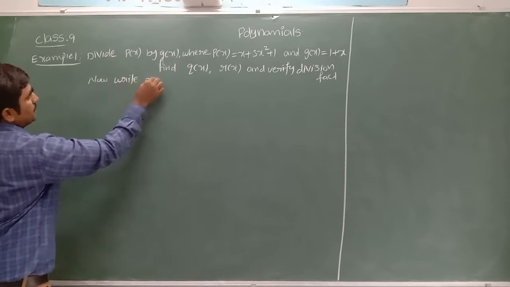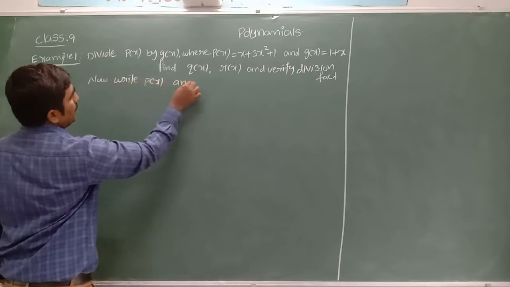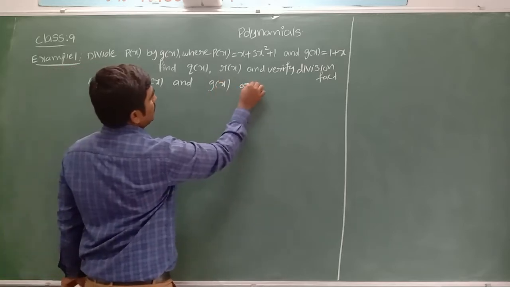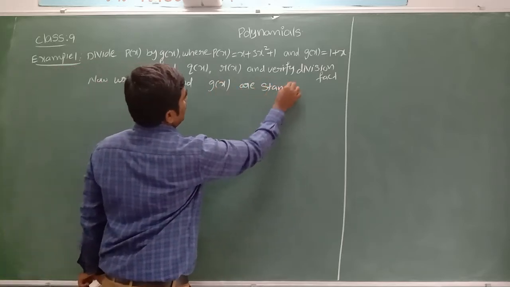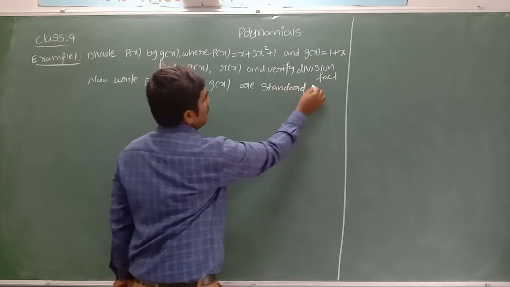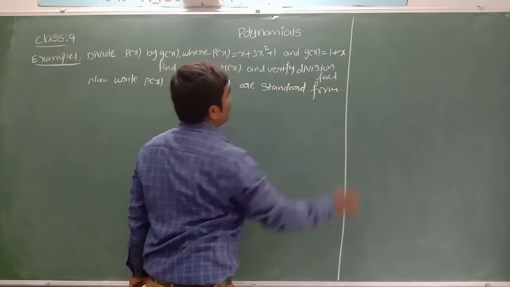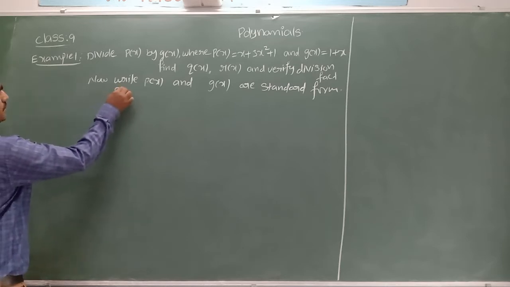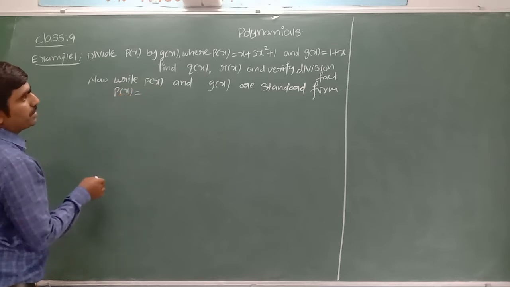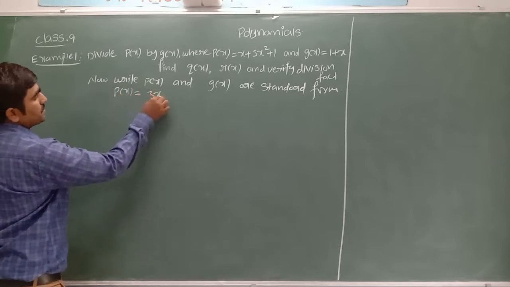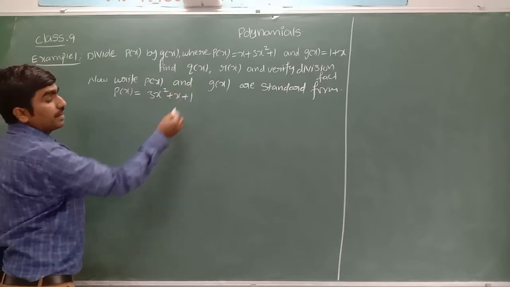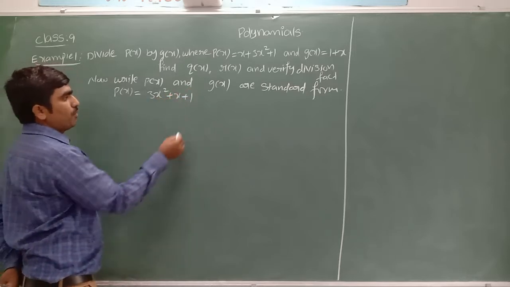Let's write p of x and g of x in standard form. What is the standard form? We should write their powers in descending order, big to small. First we write 3x square, then plus x plus 1. Powers must be in descending order, I mean big to small.